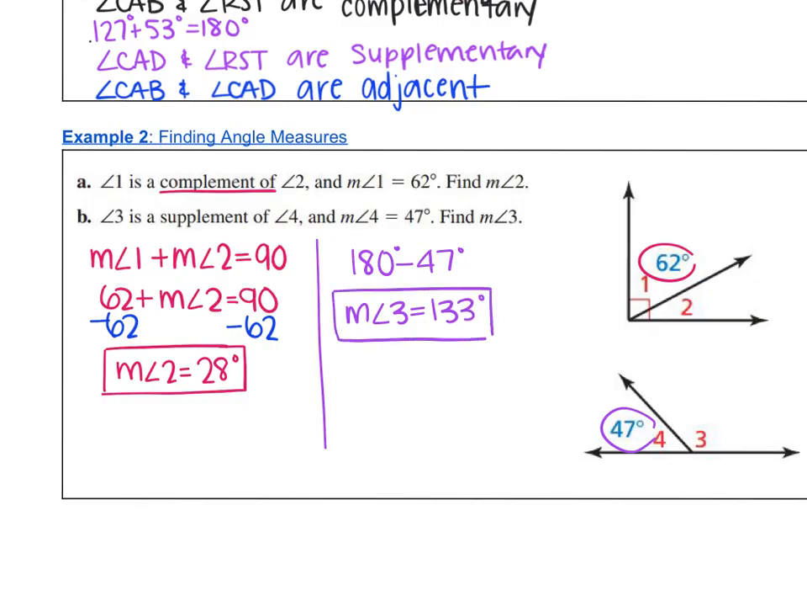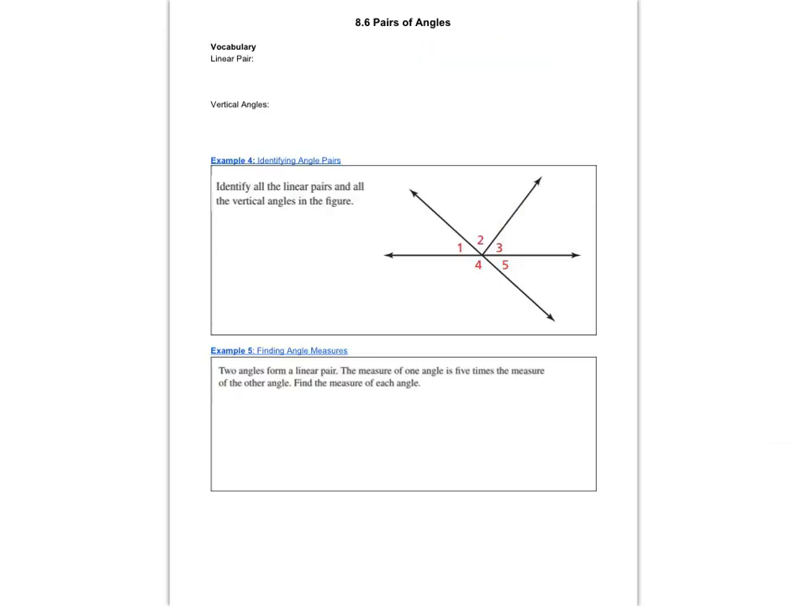Again, we're using the angle addition postulate, which basically says we can add two parts of angles. We're also using our vocab words from this section: complementary, supplementary, and adjacent. Two more pairs of angles that we have. Let's take a look at our next two pairs of angles: linear pairs and vertical angles.